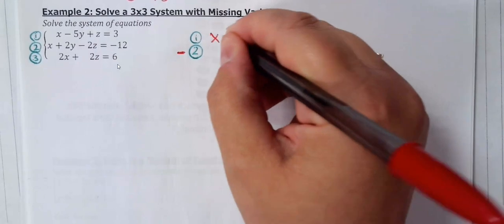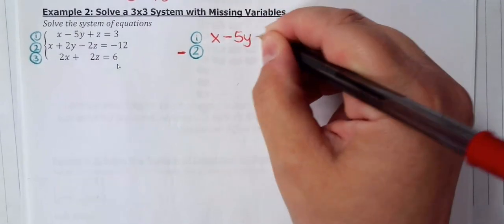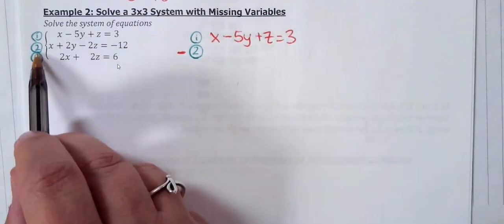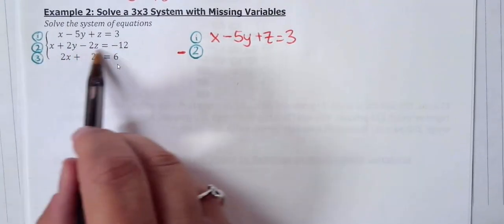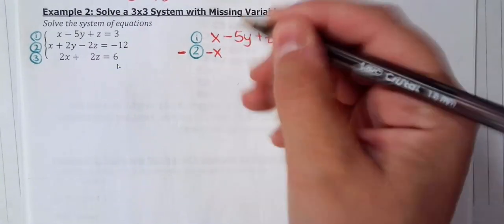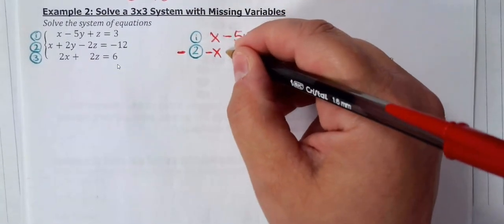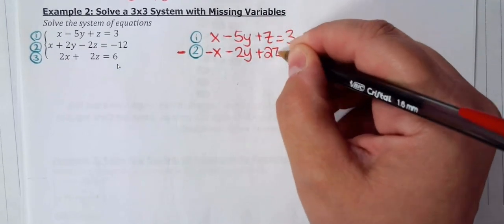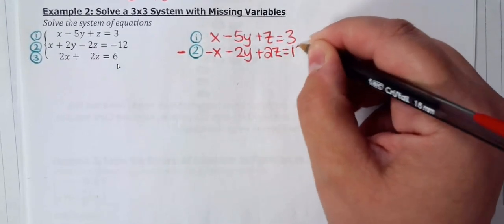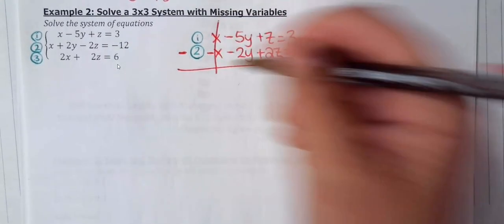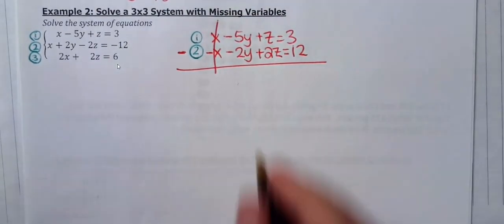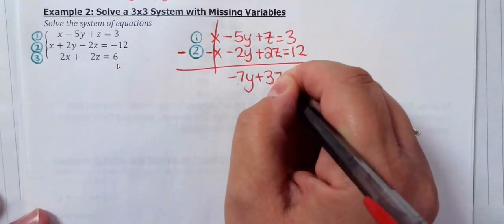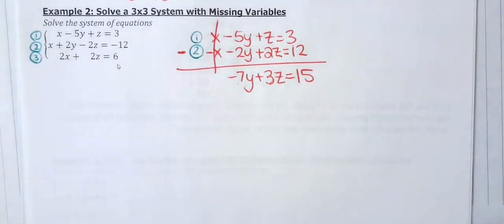So I'm literally just going to copy down the first line. And the second line, I'm going to run a negative through all those terms. It's just going to change the sign in each one. That'll make our x's opposites, which is perfect because that'll allow us to eliminate. So then this will be negative 2y, this will be plus 2z, and then plus 12. Okay, when I do that, the x's are going to go. We're going to get negative 7y plus 3z equals 15.